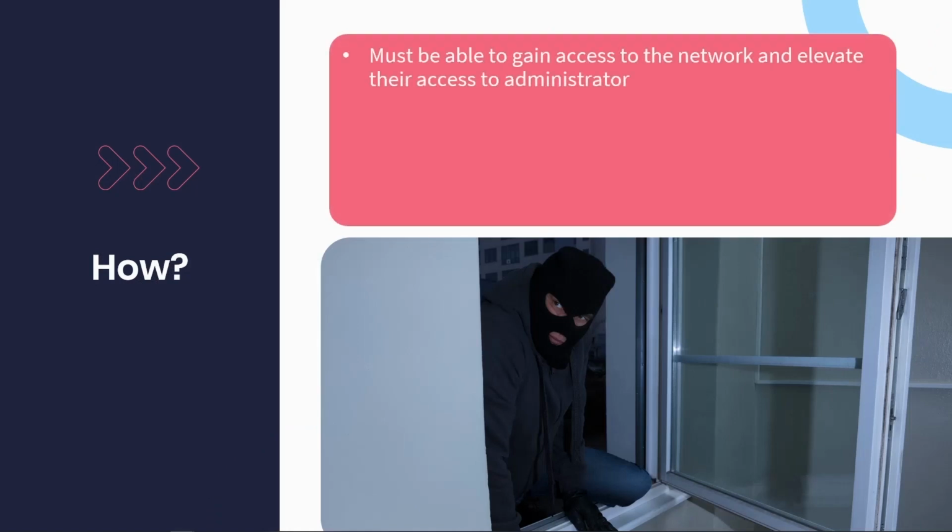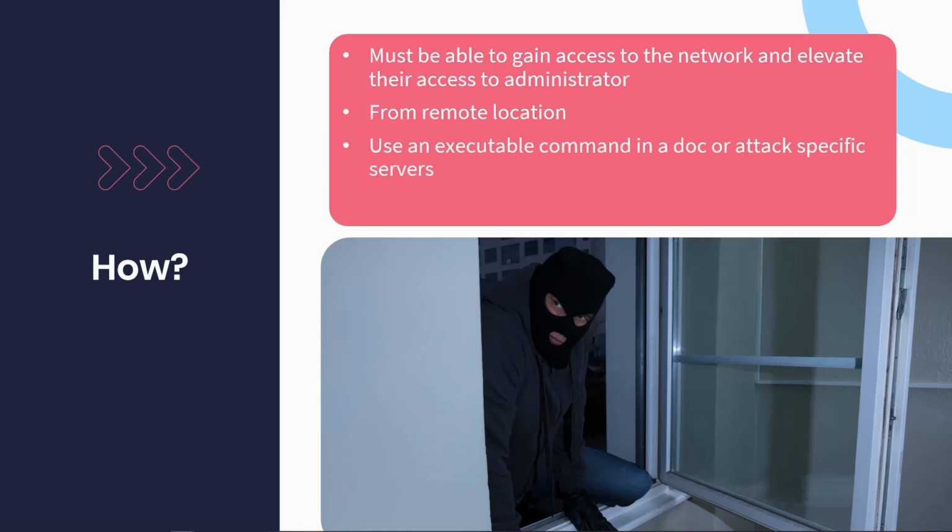So how do they do it? For an attacker to be successful with an attack, they must be able to gain access to the network and elevate their access within the network to administrator before being able to fully control the network. Most attackers usually execute and run their attack from a remote location. They either use an executable command within a document, or they attack specific servers within the network.